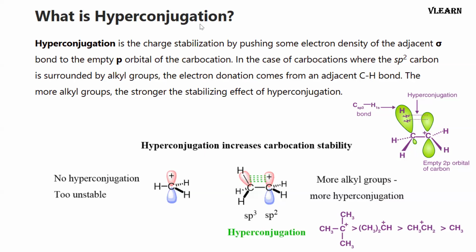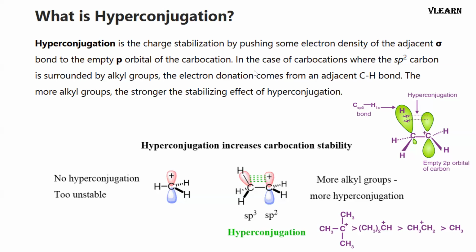What is hyperconjugation? Hyperconjugation is a charge stabilization by pushing some electron density of the adjacent sigma bond to the empty p orbital of the carbocation. See here, this is a carbocation. Hyperconjugation is nothing but the electrons will be donated. From where is it donated? From the adjacent carbon. Adjacent to the carbocation, there must be a carbon-hydrogen bond. From here, the electrons will get transmitted to the empty p orbital.